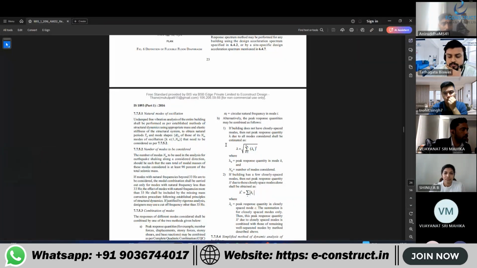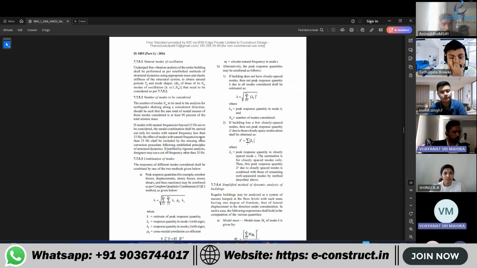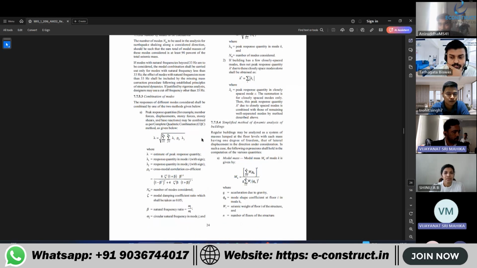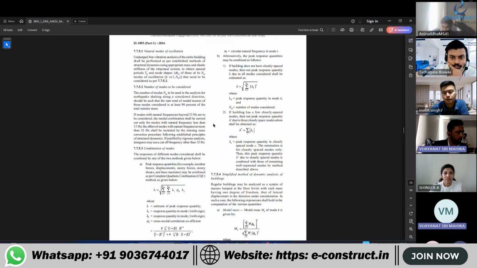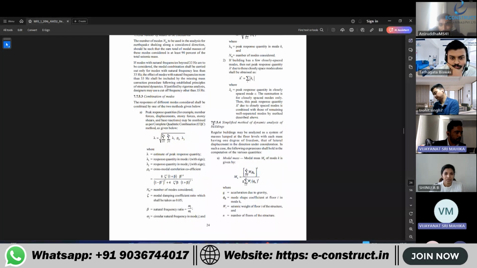Code 7.7.5.3, combination of modes. The responses of different modes considered shall be combined by one of the two methods given below. A. Peak response quantities, for example, member forces, displacement, story forces, story shears, and base reactions may be combined as per the complete quadratic combination, CQC, method as given below.